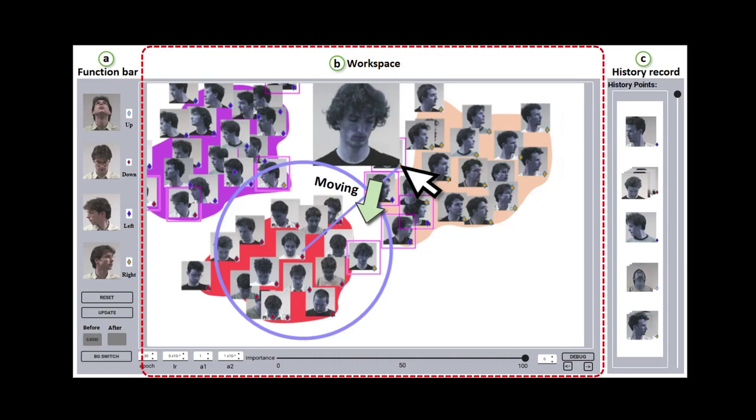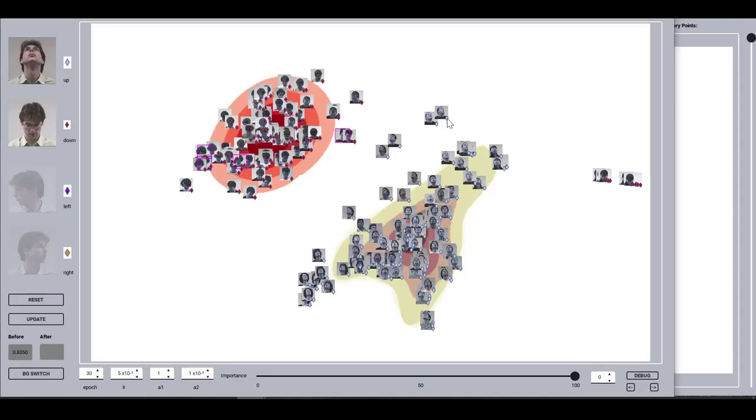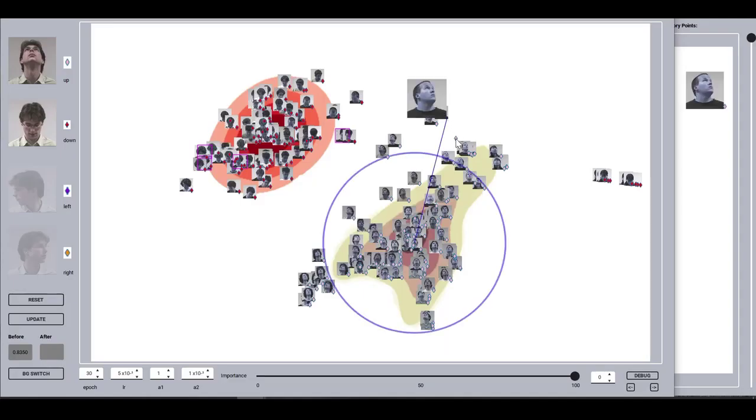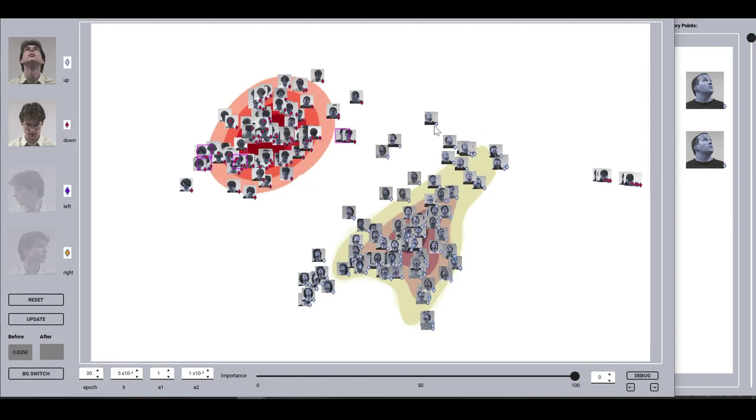The main functions of the system are introduced next. Interactive movement is the most basic function of SpaceEditing. We provide users with two movement methods, namely single-point movement and multiple-point movement. Users can interact with the data using both methods.